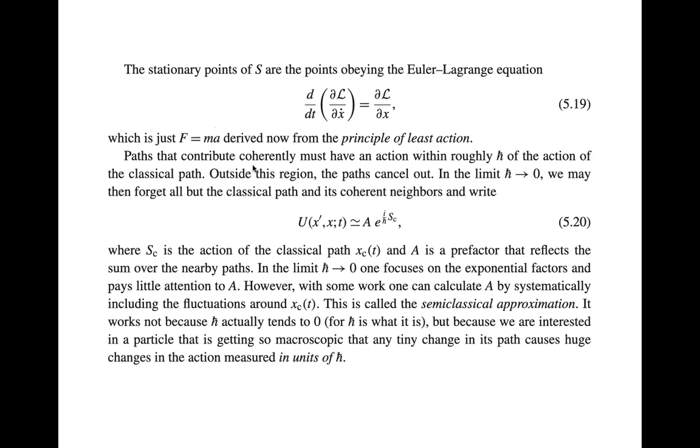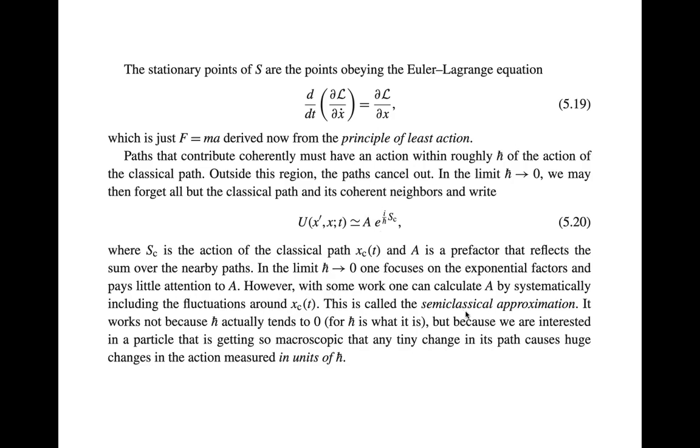So parts that contribute coherently must have an action within roughly h bar of the action of the classical path, right? So this is the classical path. So in the limit h bar equal to 0, which is the classical limit, one focuses on the exponential factors and pays less attention to the amplitude, right? There is a way, with some work, to calculate the amplitude by systematically including the fluctuations around this classical path. This is called the semi-classical approximation.